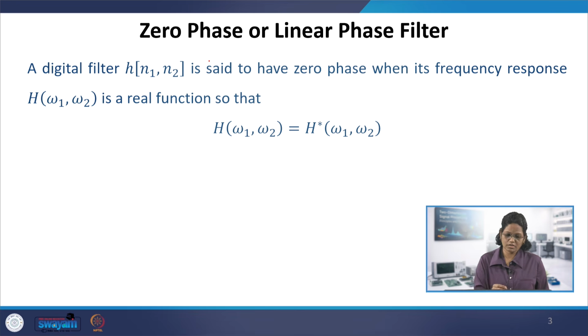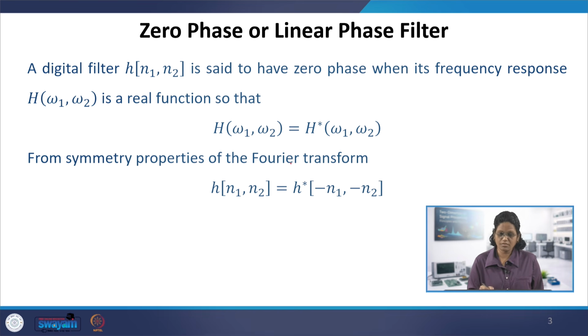Here in 2D we call this either a zero phase or a linear phase filter. The digital filter is said to be zero phase if its frequency response is a real function. H of omega 1, omega 2 is a real function, and in that way H of omega 1, omega 2 equals H asterisk of omega 1, omega 2. This comes from the symmetry property. If we extend the same thing to the impulse response of the filter, h of n1, n2 equals h star of minus n1, minus n2. This follows straight from the Fourier transform and its symmetry property. So if we have this symmetry property in the coefficients, what is the advantage of having this design?